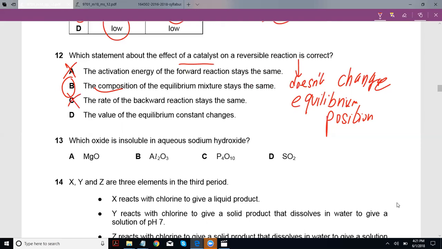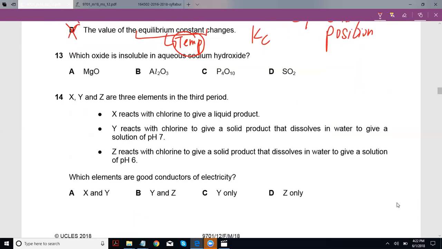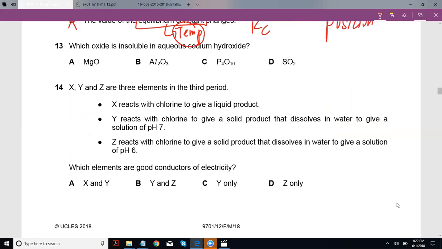All right. So the rate of backward reaction stays the same? No, it increases. Both the rates increase. The value of the equilibrium constant changes? No, it again stays the same because the equilibrium position is the same. And on a side note, you should know that only the temperature can change the value of the equilibrium constant, not even pressure. There's a very long logic to it, but just remember, your Kc value is only changed by temperature. Anyhow, you don't need to know that much for this MCQ.